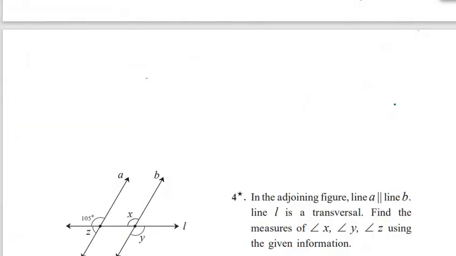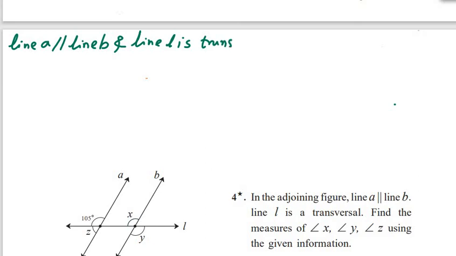Question number 4, that is the star question. This is called HOTS, Higher Order Thinking Questions. Okay, in the adjoining figure, line A parallel to line B, that is given. Now see, I write first line A parallel to line B, and this line L is transversal, that is given. Now we have to find out the value of x, y, z.